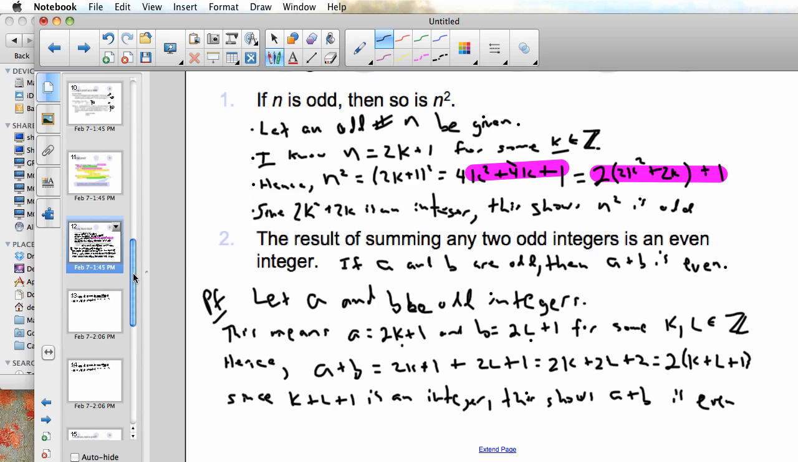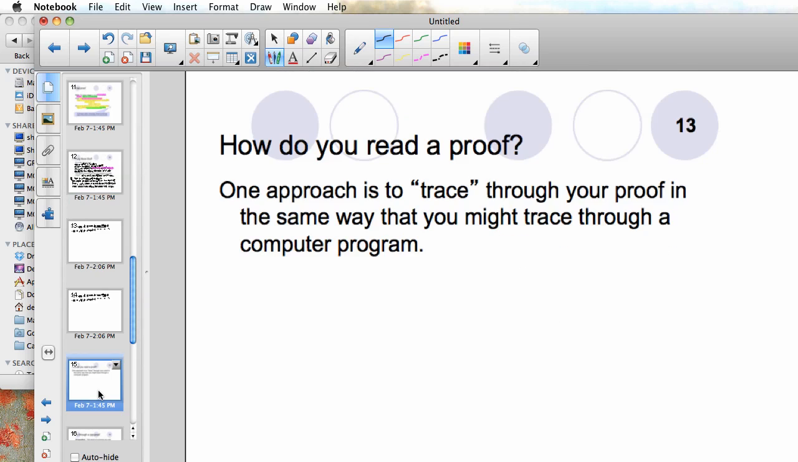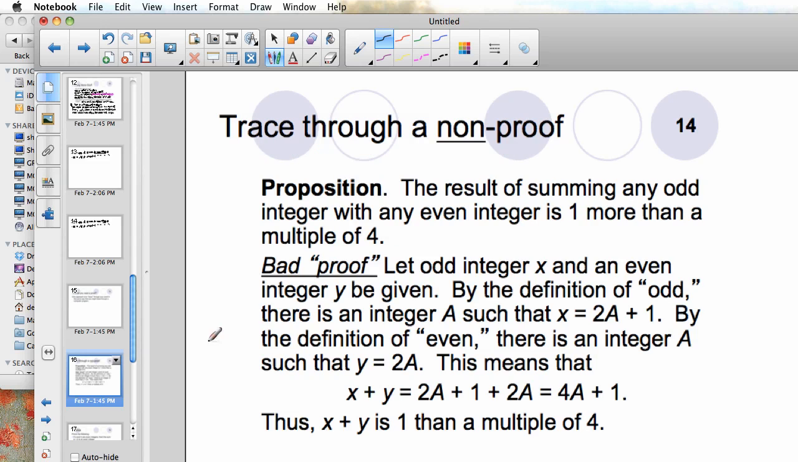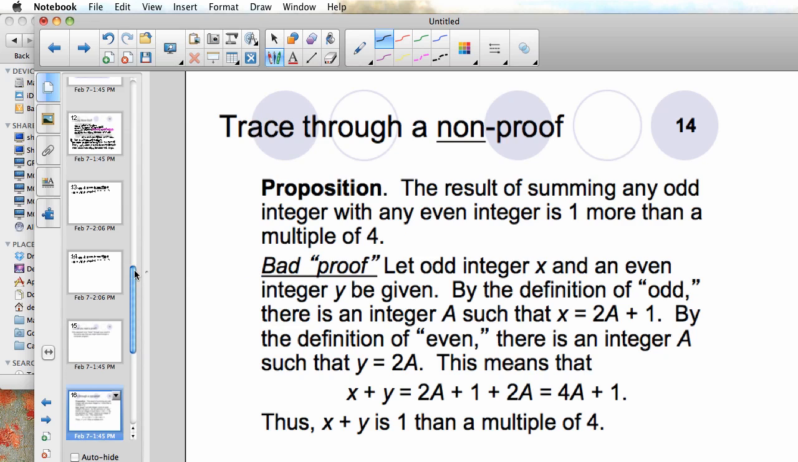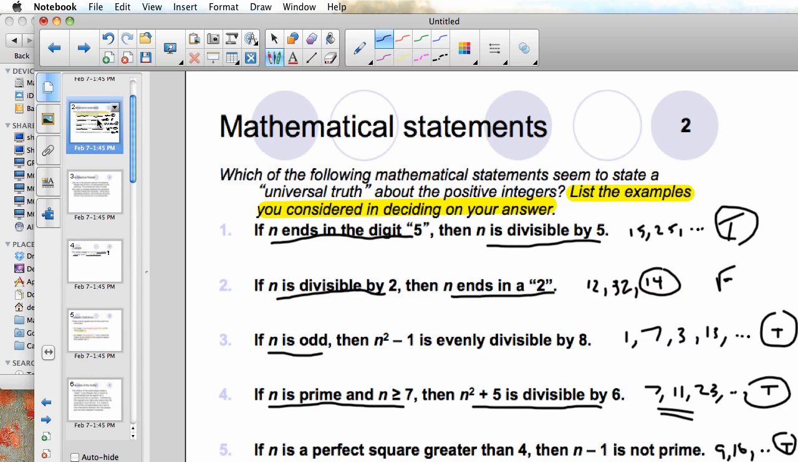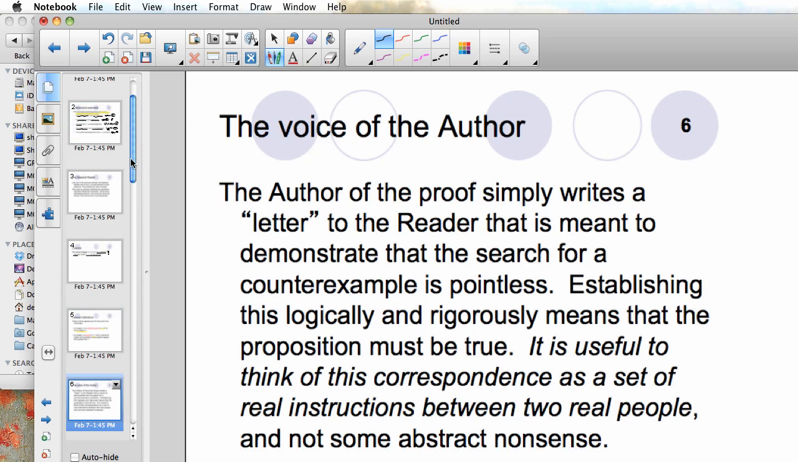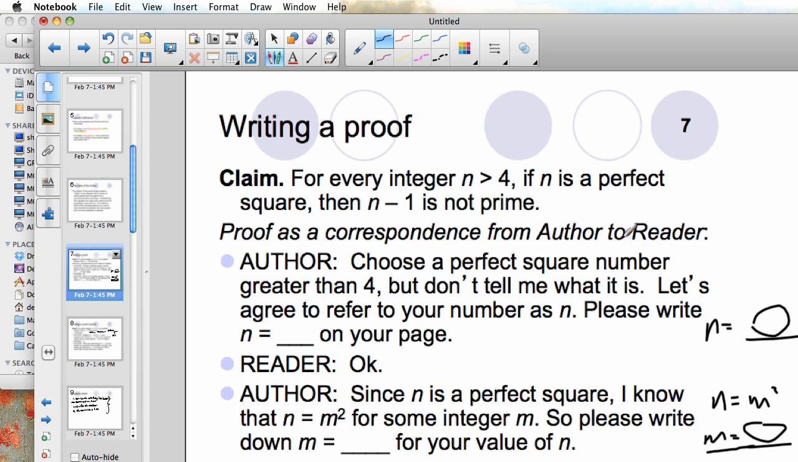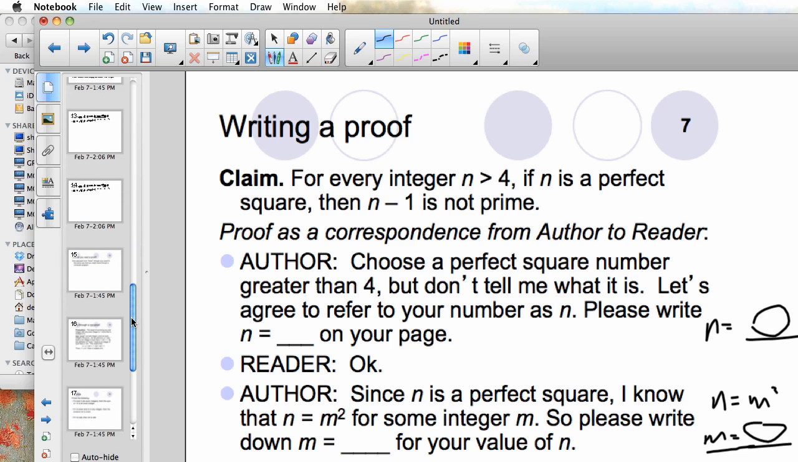Let me say a quick word about what we call tracing a proof, because there are some exercises that you'll see in D2L that are related to this. Tracing through a proof is a handy way to just read through it, make sure you understand what all the words are, and it's essentially just responding to the proof the way that we responded to the instructions all the way back here in this first example. When we were doing our proofs as letters, the author would say to do something and the reader would actually do it, right? Actually give a number.